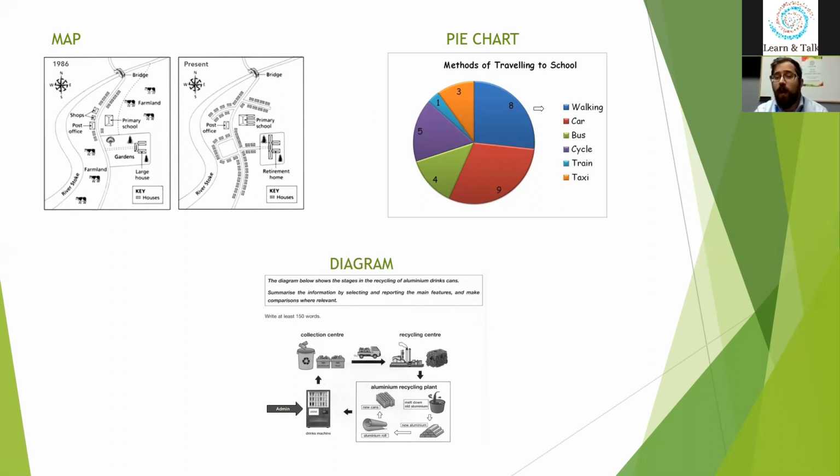When we look at a pie chart, these represent percentages, really, the colors. So you look at walking. 8 people chose their method of going to school as walking. 9 people chose to use car, and only 1 person uses a train, not a taxi. Taxi is 3. And so, when you look at that, you can see that the colors represent how many people said that, the percentages. And in this case, exact numbers are given as well.